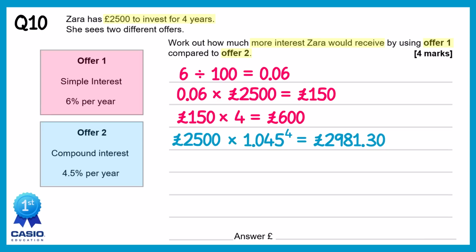so £2,981.30. Now this is the amount of money that Zara would have in the account, not the interest. So let's work out the interest by subtracting the original amount of money that she had.